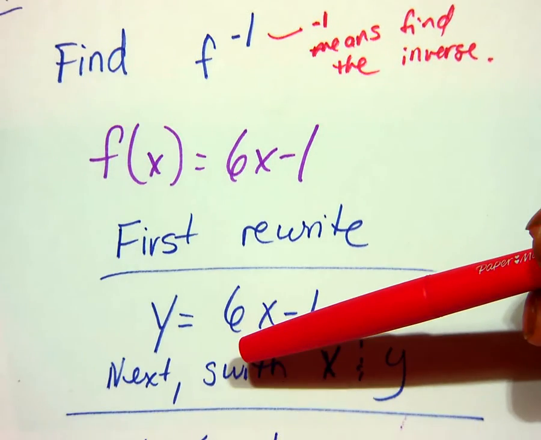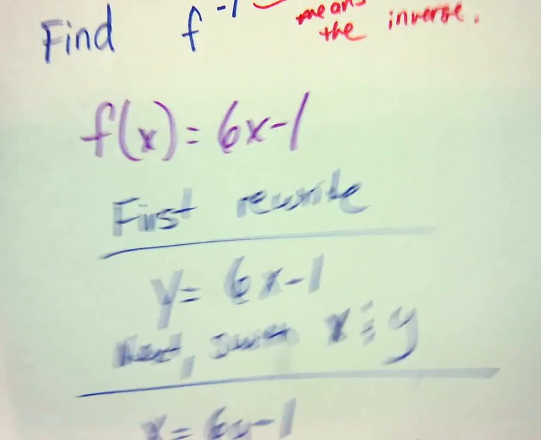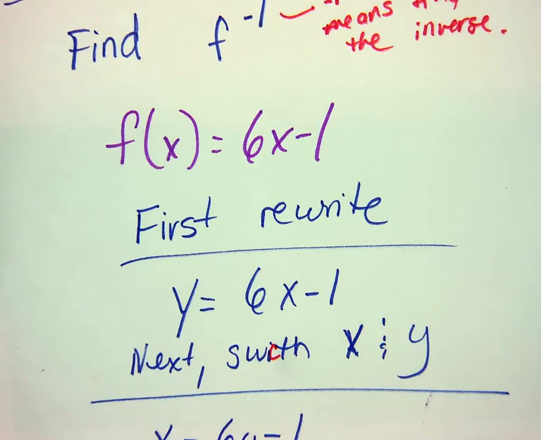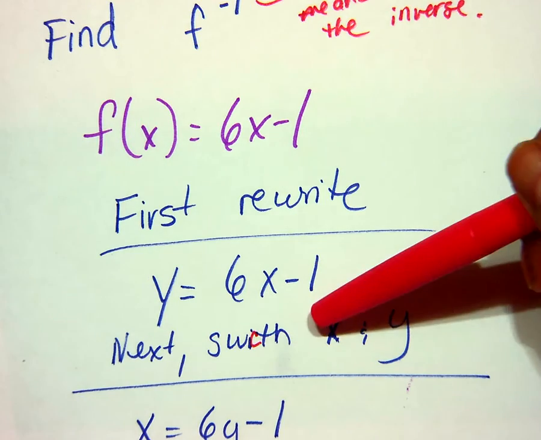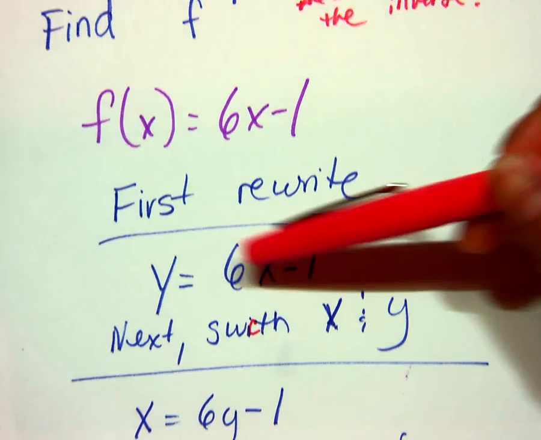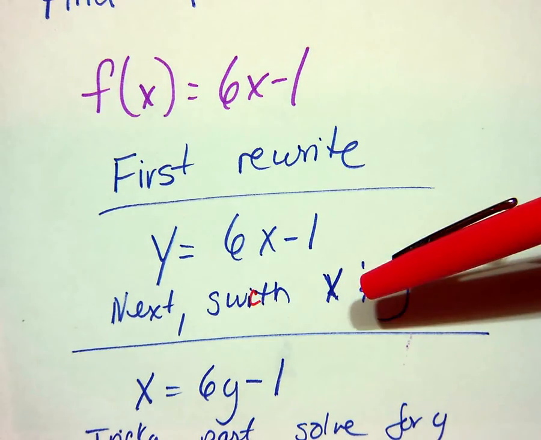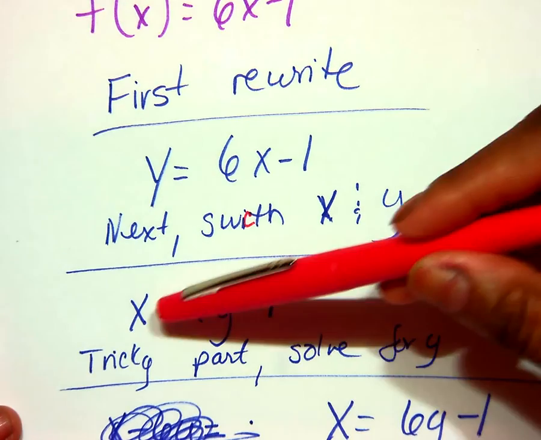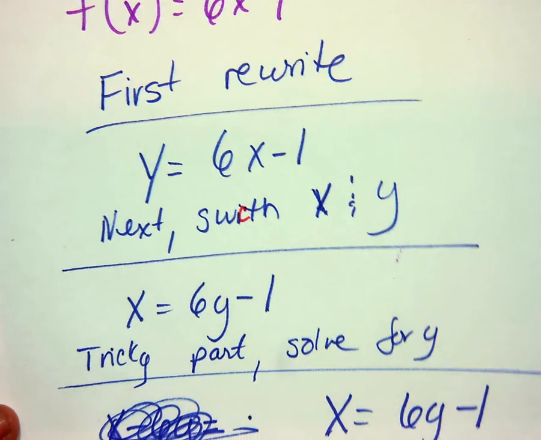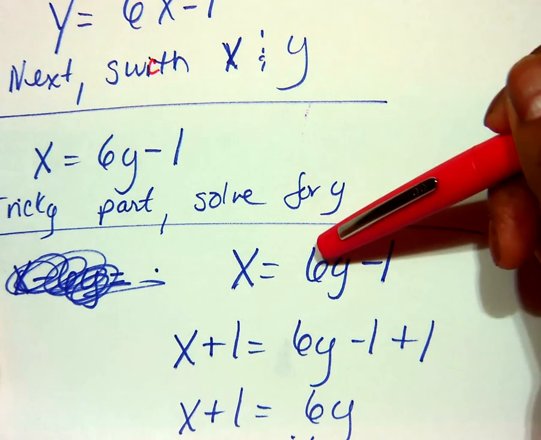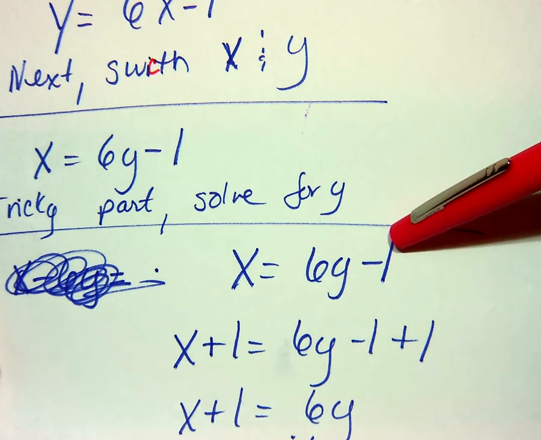Your next step, you're going to switch. I can't spell, apparently. That's why I teach math sometimes. Next, switch x and y. So wherever you have y, put in x. Wherever you have x, put in y. So now we got to do the tricky part. Solve for y. So x equals 6y minus 1.